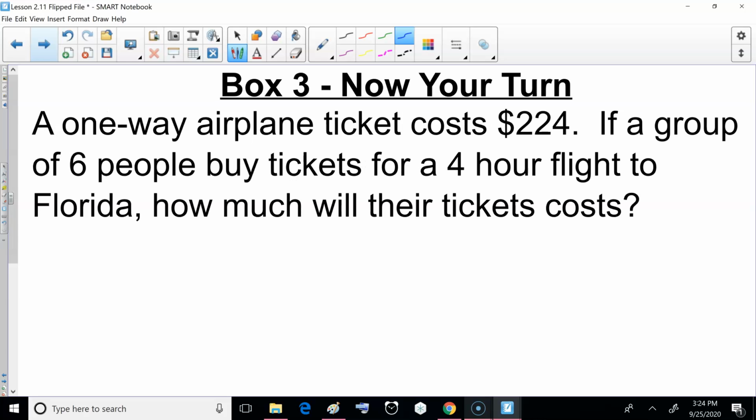And your last problem for today, a one-way airplane ticket costs $224. If a group of 6 people buy tickets for a 4-hour flight to Florida, how much will their tickets cost? So once again, pause the video, reread the problem, think, what's my question asking me, and what information do I need to answer that problem? Said, good luck.